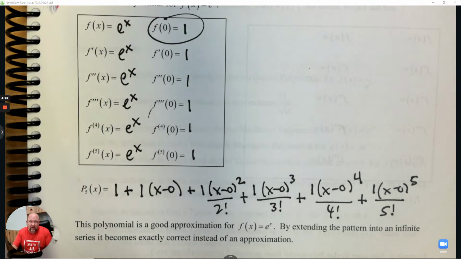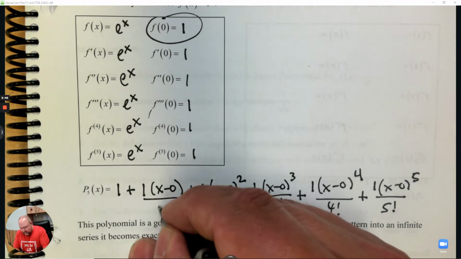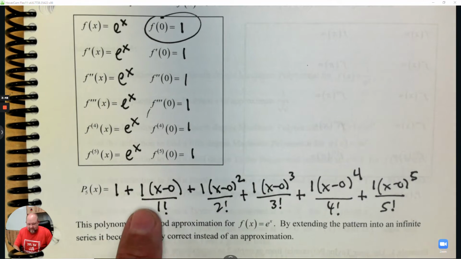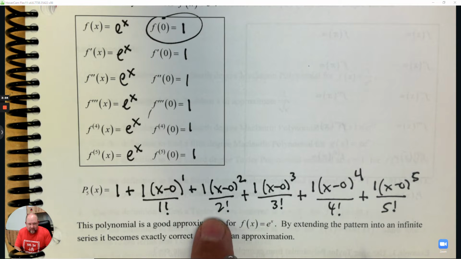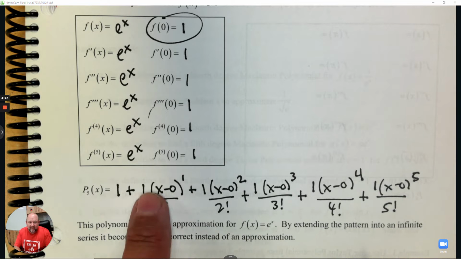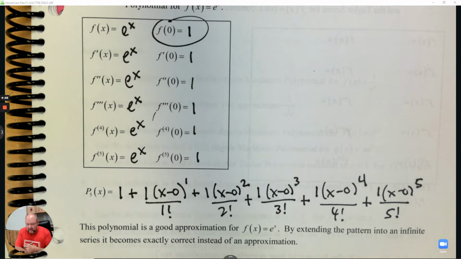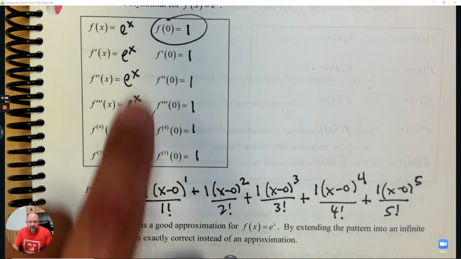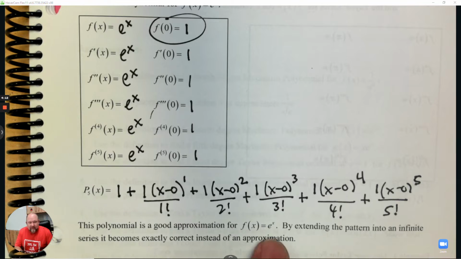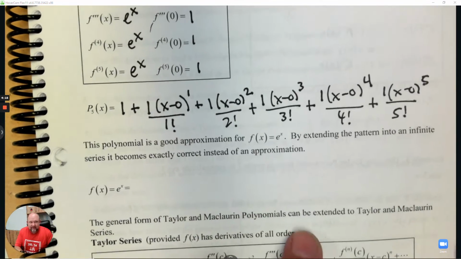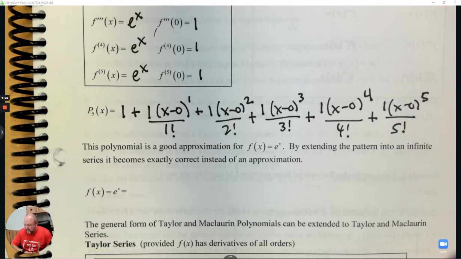So e to the x is more complicated. We can approximate it using this polynomial, using this pattern. And if you want to see the pattern again, think of it as this is what matches the exponent and the factorial number. The exponent and the factorial number. And all along, you're going to go x subtract wherever it's centered at. So in this case, it's centered at 0. And then the first numbers are these numbers that we come up with. So let's try this again. This gives a good approximation for f of x equals e to the x. By extending the pattern into an infinite series, it becomes exactly correct instead of an approximation.